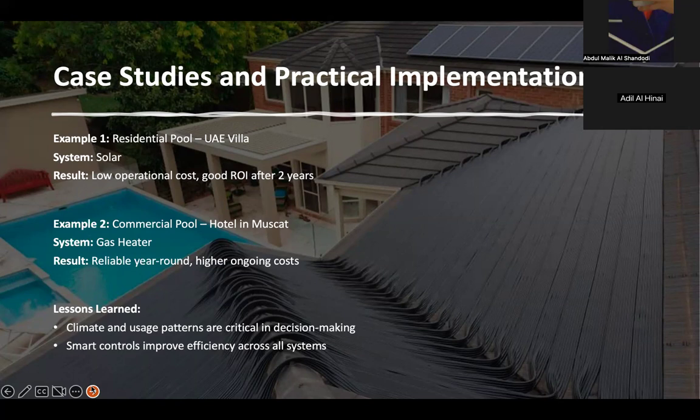And here's another example, a residential pool in Muscat, Oman, that uses solar, a 15 cubic meter pool heated using solar collectors, with energy savings of around 90% compared to electric, and ROI achieved in 5 years. And the last example is a spa in London, that uses a gas heater for rapid warming, chosen for speed despite high operation costs.